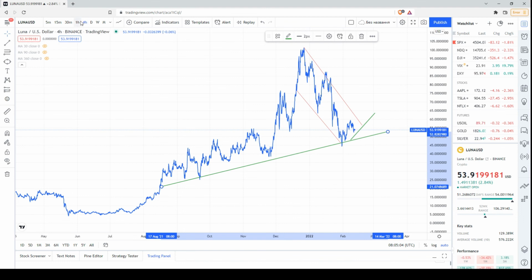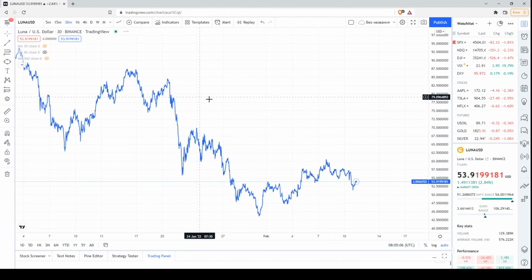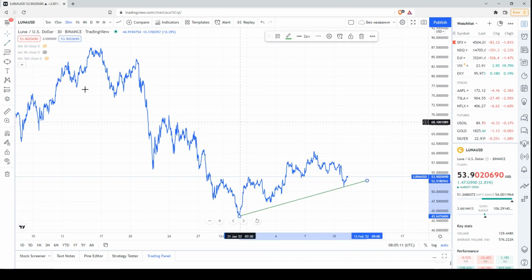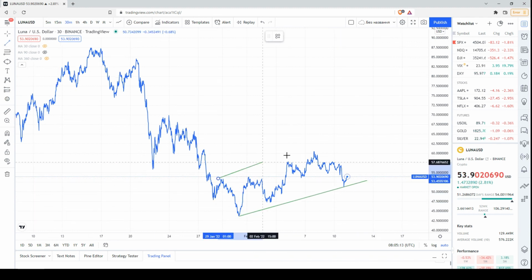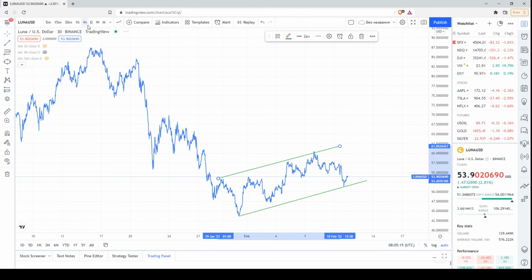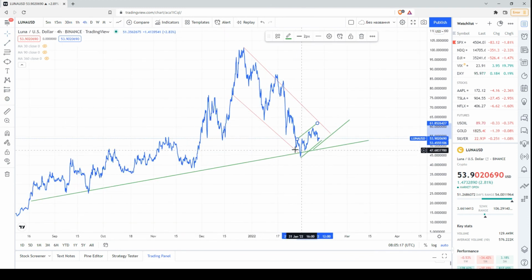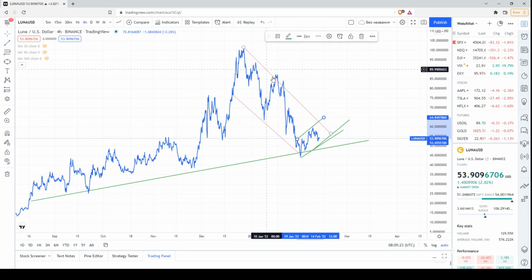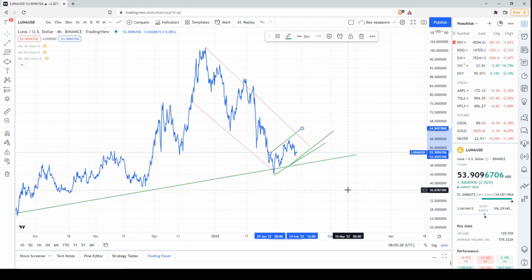Let's see what happens. Of course, if we check the 30-minute chart, we have something like an uptrend here, because we have this sequence of ascending local lows and ascending local highs. Let's see if this small uptrend continues and if the price will be able to break through the upper line of the descending channel between the red lines and resume the uptrend.